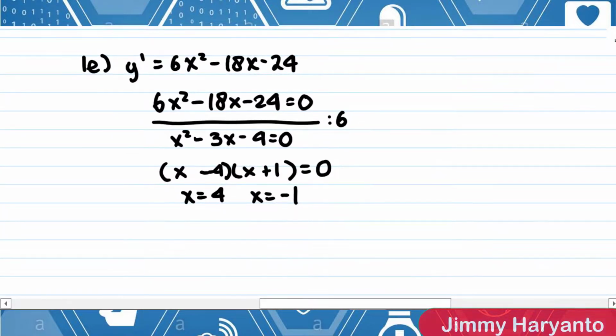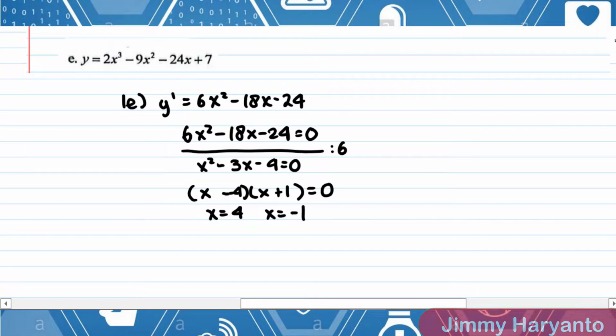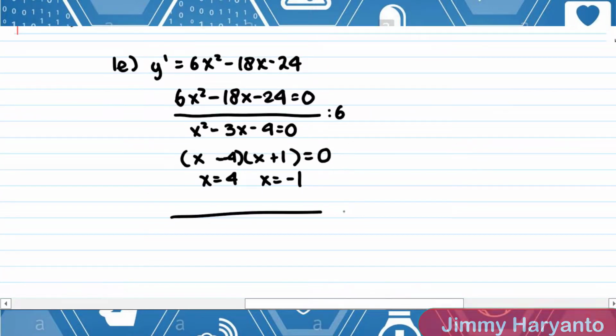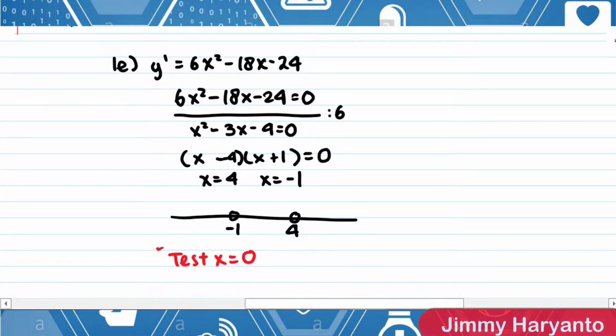In naik turun, you don't have to find the value of y. We don't need the point. We only need the x, the value of x. And then after this, you have to create the number line. The number line will be negative 1 and 4. And then testing for a value of x, x equals to let's say 0, and then masukin ke sini.